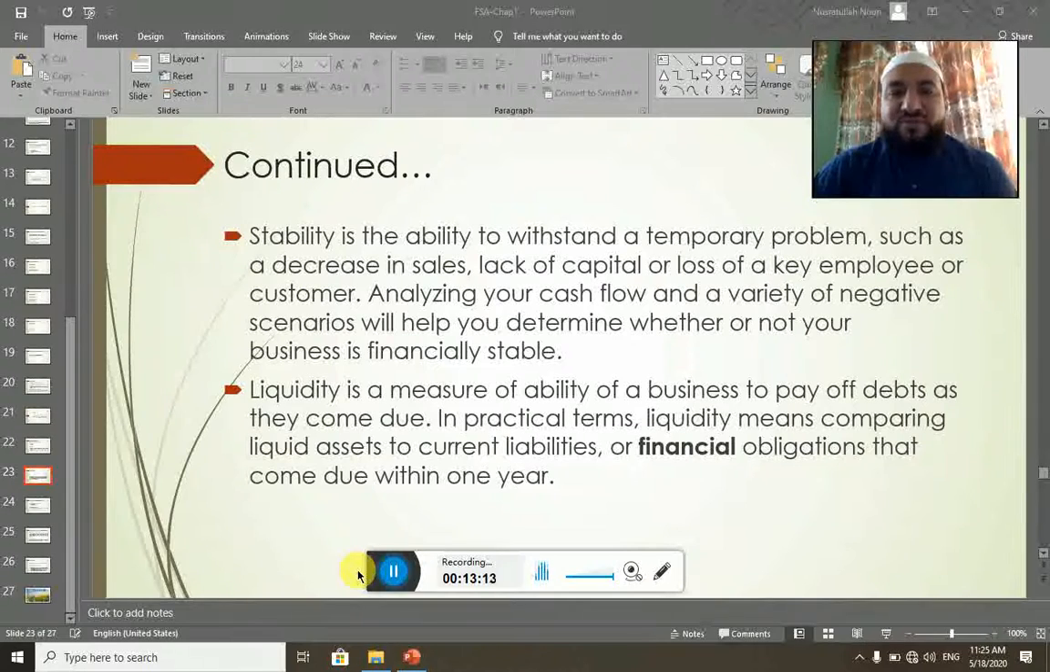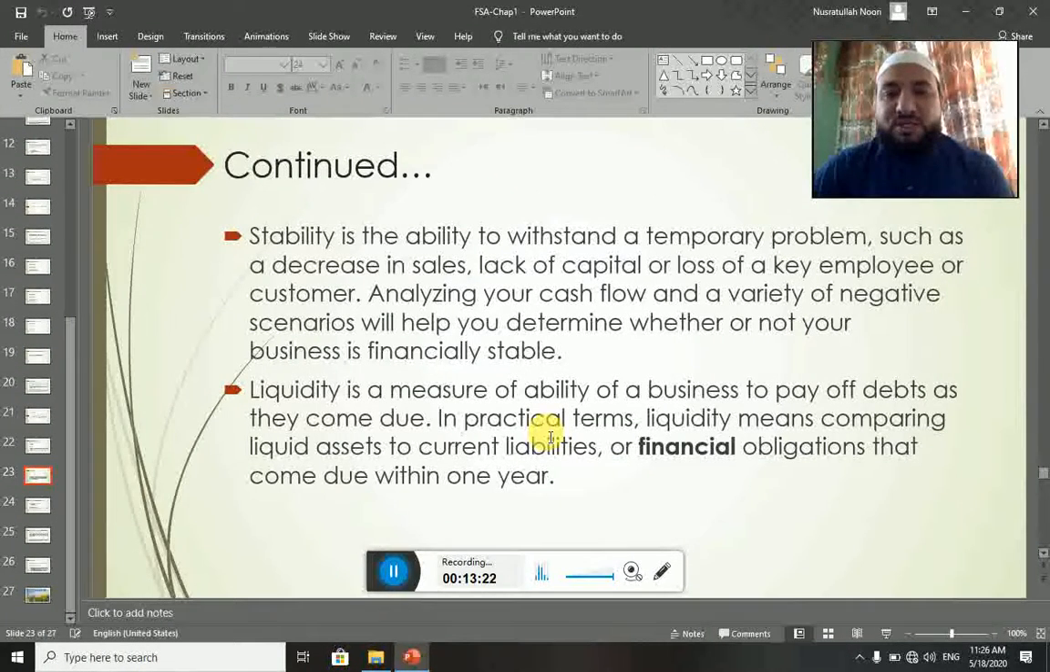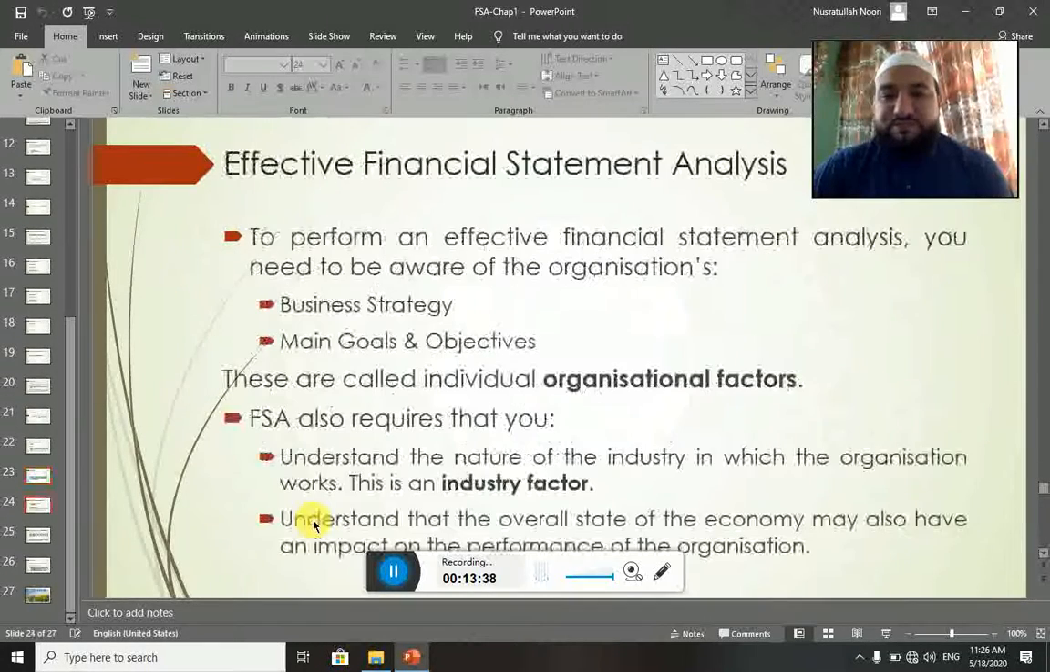So if a business is strong in profitability, strong in stability and solvency and liquidity, we say that this business is very strong to survive. It can survive, and there are fewer chances for this business to collapse, right? And mostly we are willing to invest in such businesses.